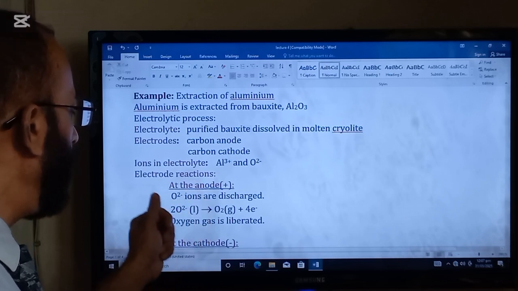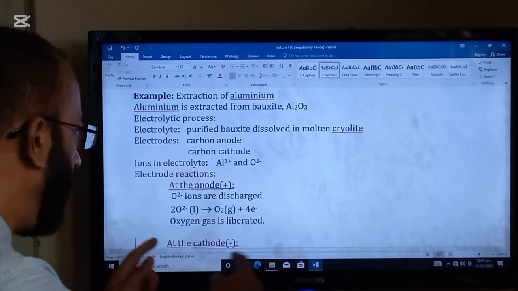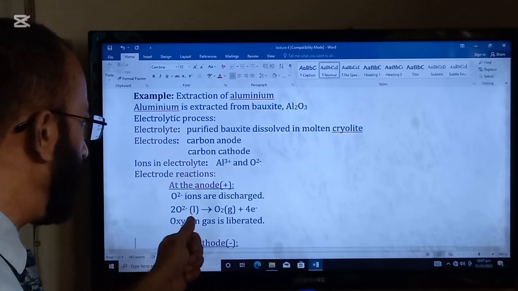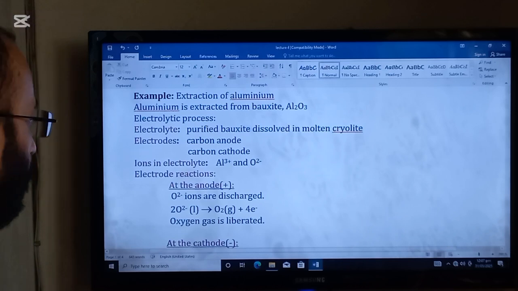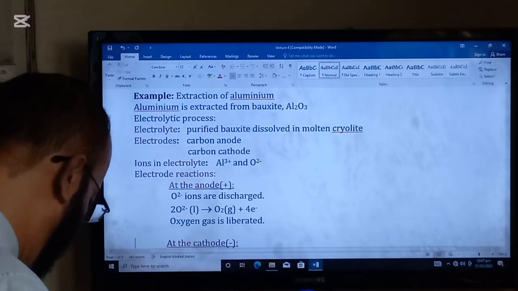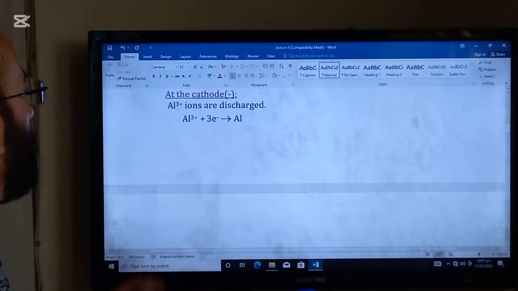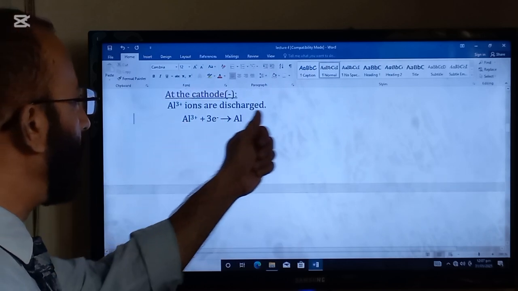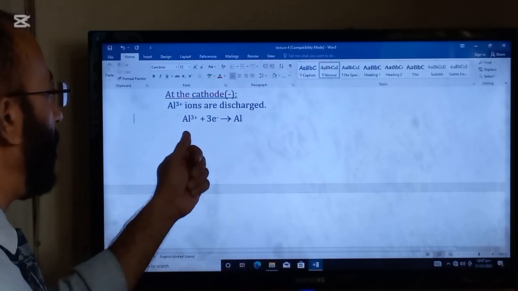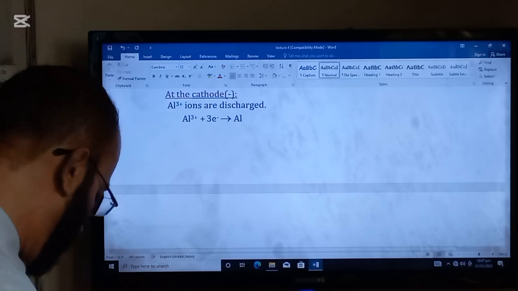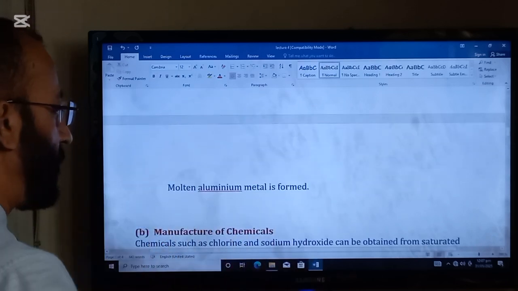Electrode reactions. At the anode, O2- ions are discharged and the reaction is 2O2- forms O2 and 4 electrons are discharged. Oxygen gas is liberated. At the cathode, Al3+ ions are discharged and the reaction is Al3+ plus 3 electrons forms Al. Molten aluminium metal is formed.